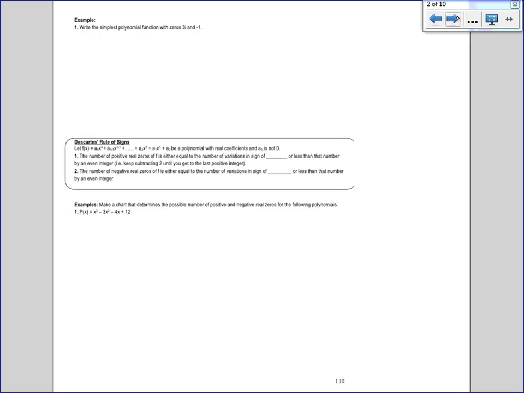Okay, write the simplest polynomial function with zeros 3i and negative 1. So that complex conjugate theorem says if I have a 0 of 3i, I also need negative 3i. They go in pairs. So if I have one, I need the other one as well.